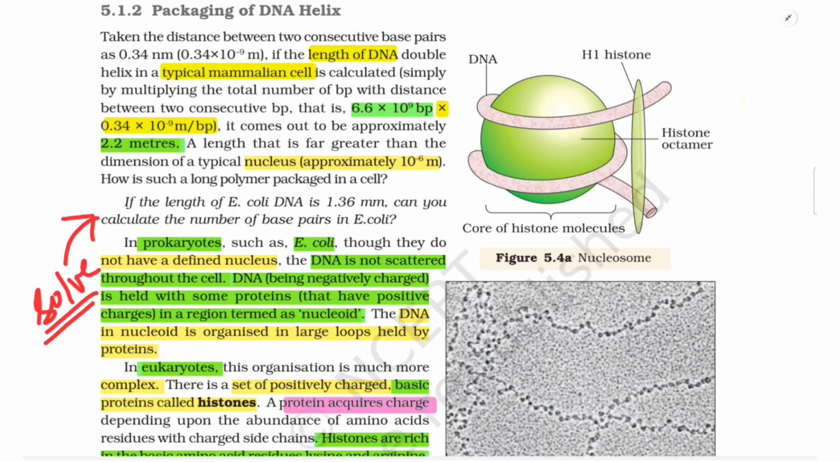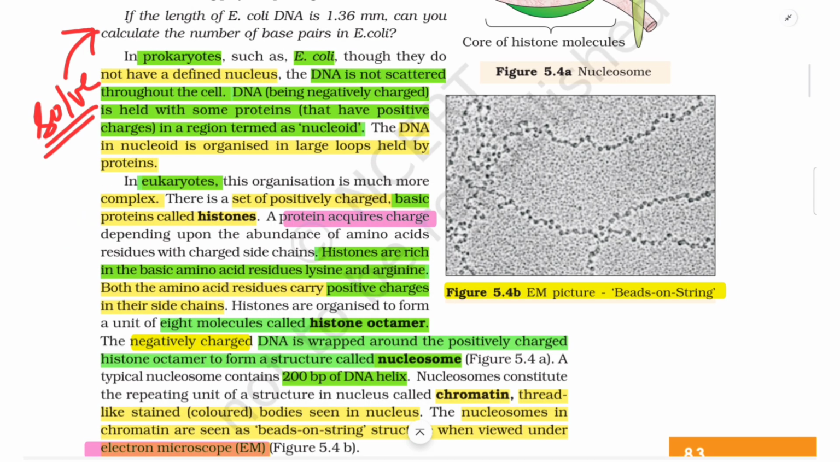How is such a long polymer packaged in a cell? If the length of E. coli DNA is 1.36 millimeter, can you calculate the number of base pairs in E. coli? In prokaryotes such as E. coli, though they do not have a defined nucleus, the DNA is not scattered throughout the cell. DNA, being negatively charged, is held with some proteins that have positive charges in a region termed the nucleoid. The DNA in the nucleoid is organized in large loops held by proteins.